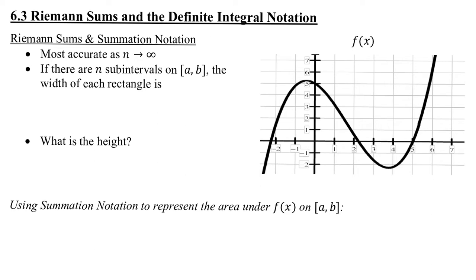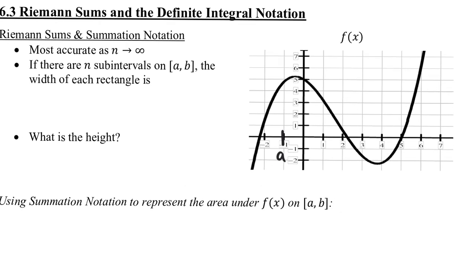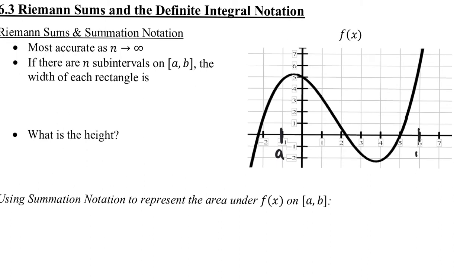So I'm going to imagine this is my curve f of x. There are n subintervals on a to b. I don't have an a and b, so let me call this a, and I'm going to put b over here. If I want the area under the curve, I'm looking from here to here, and I'm trying to find all this stuff. This plus this plus this, although that bottom part should be negative.